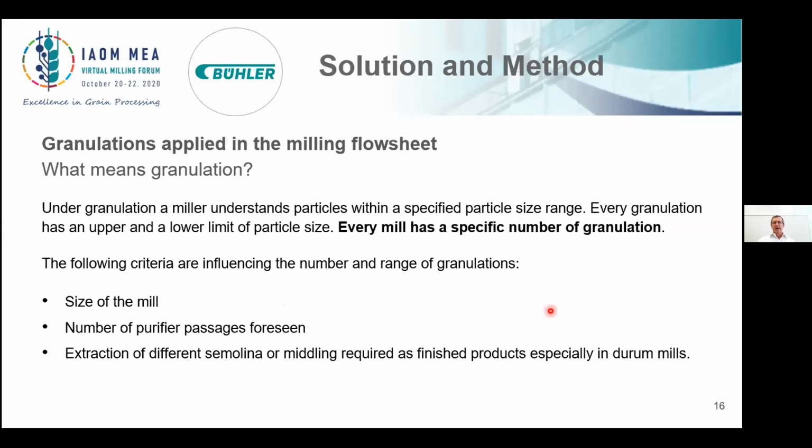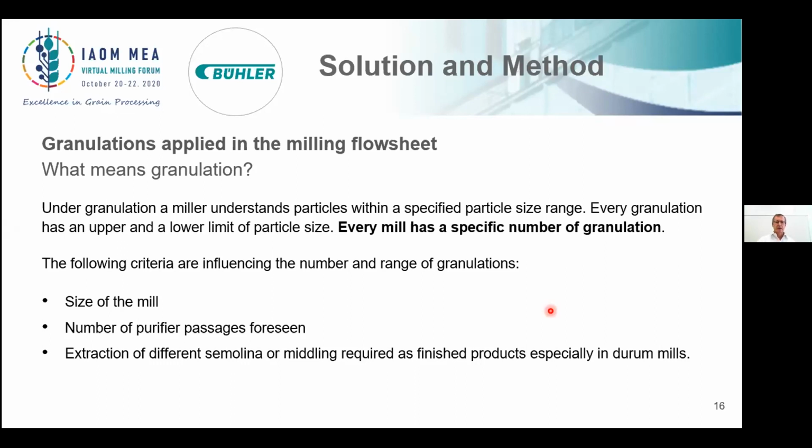Now, if you look at your flow sheet, you find some specific granulations. What is a granulation? A granulation is a particle size of your semolina and middlings. So every granulation has an upper and a lower limit of the particle size. And every mill has a specific number of granulations. If I ask you, is your mill flow sheet designed with 3 or 4 or 5 granulations, you may wonder. You go back to the flow sheet and you will find it.